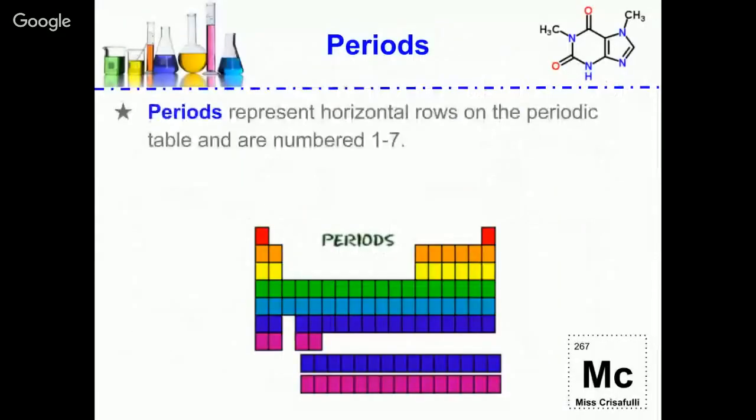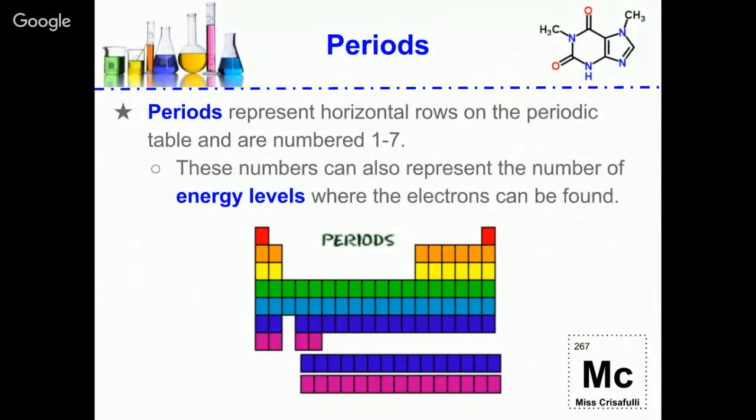So we have periods. Periods represent horizontal rows on the periodic table, and there are 7 of those. These numbers also represent the number of energy levels where the electrons can be found. So there are 7 periods on the periodic table, which means that at a maximum right now, there are going to be 7 energy levels when you write your electron configurations.